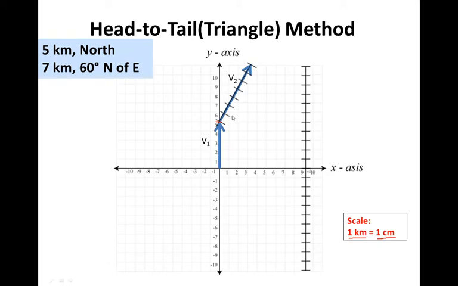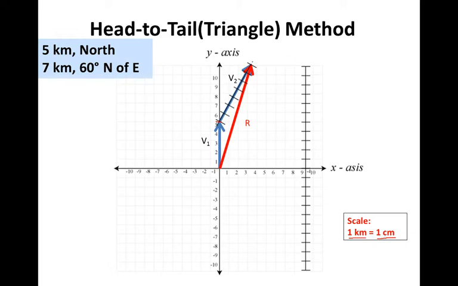So if we count, this one is 1, 2, 3, 4, 5, 6, 7. So we have 7 kilometers, and the angle is just an estimate. I used a protractor for this one. And then the resultant will be from the starting point towards the end point. So that is the resultant.